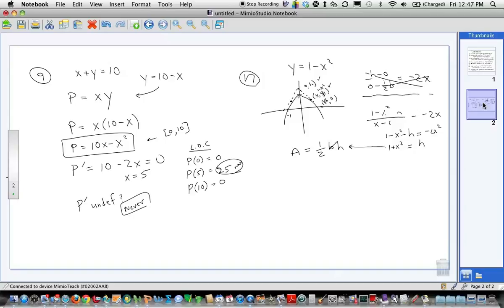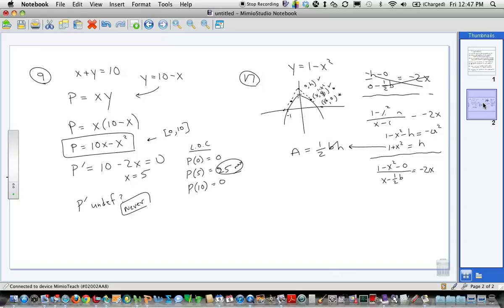I could substitute that there, but then I still have a b in there. Let's do it again. Let's do it with these 2 points now. Let's go 1 minus x squared minus 0 over x minus 1/2 b, and that equals negative 2x.